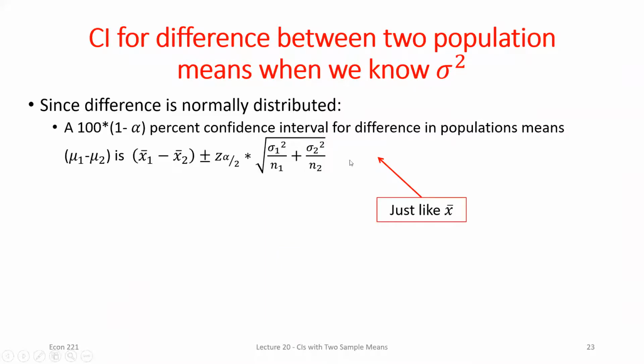So if I want to build a confidence interval for what the true difference is in population means for two groups, I can't observe those true population means. All I can observe is what I see from my sample.